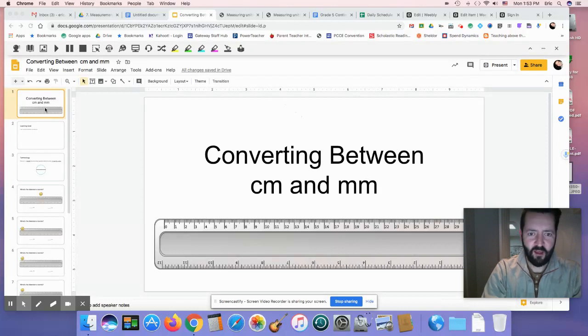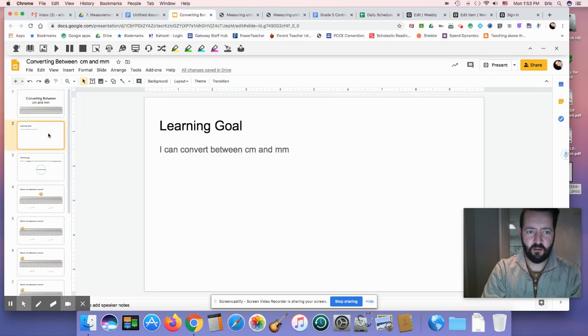All right, guys. Today we're going to talk about converting between centimeters and millimeters. Our goal for the day is: I can convert between centimeters and millimeters.